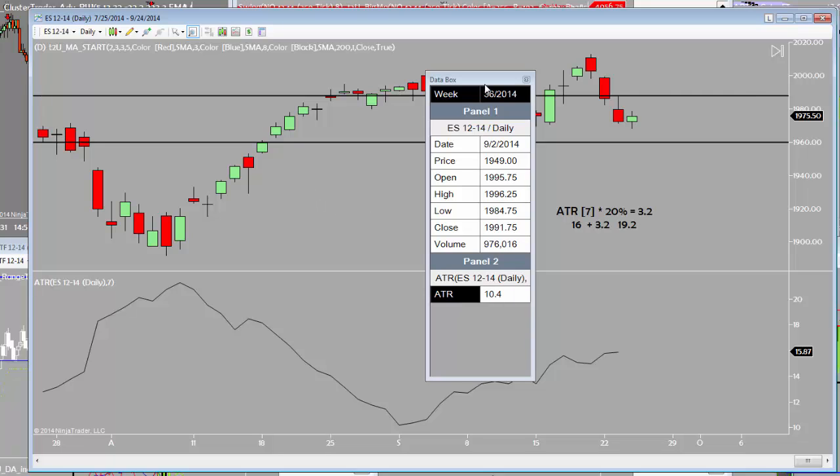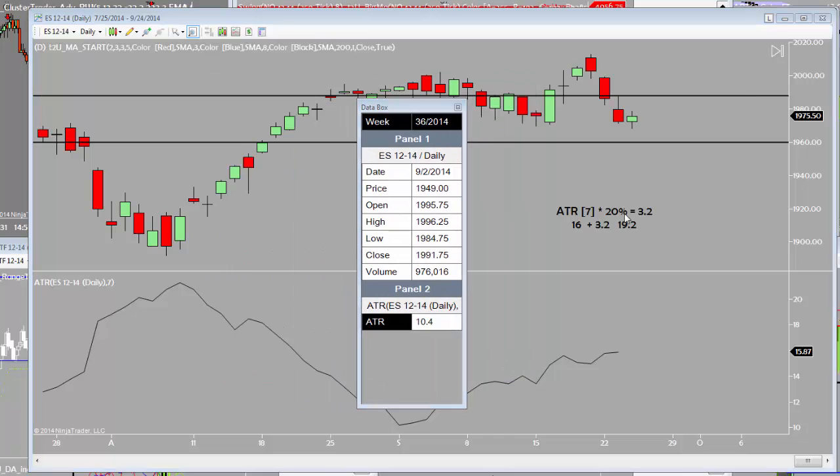Why is this? I did a volatility study years and years and years ago and found that in most markets, next day price action is contained by 120% of the 7-day ATR, 80% of the time. So 8 days out of 10, the next day will be contained by the 19.2 points.